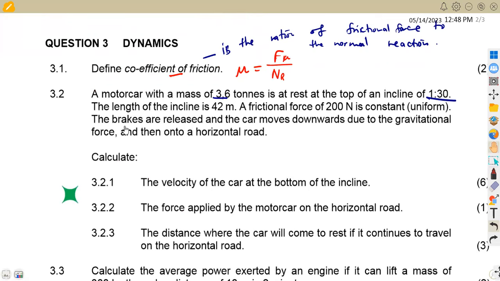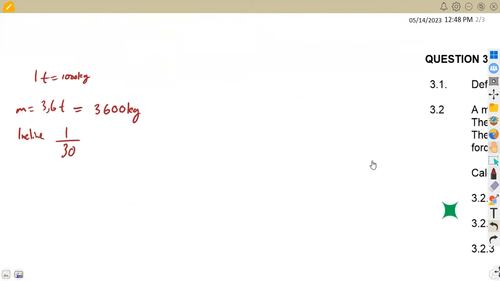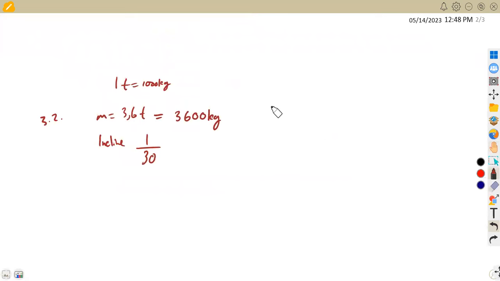The brakes are released and the car moves downwards due to the gravitational force and then onto the horizontal road. So we have the length of the incline, which I'm going to write as S, which is 42 meters. And we are also given the frictional force of 200 Newton, which is constant throughout. It is uniform.